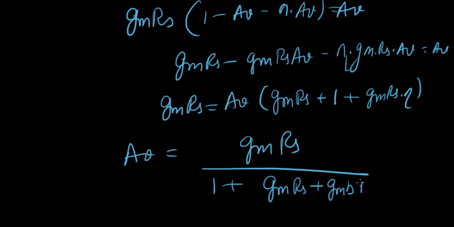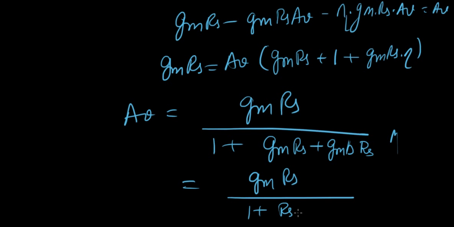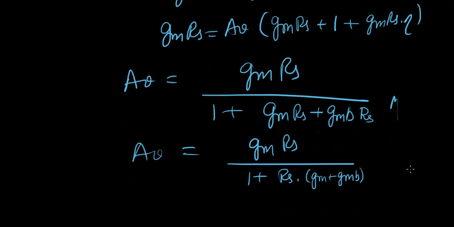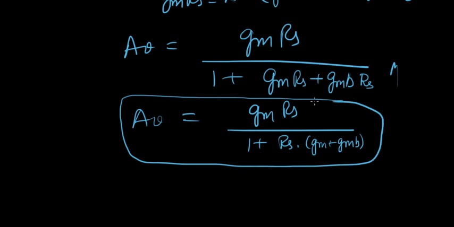GMB, RS, right? So we can just factor RS out of here. So GMRS over 1 plus RS times GM plus GMB, right? So that's the gain of this stage. Now pay attention to this gain now, right? Compared to the common source gain that we got.